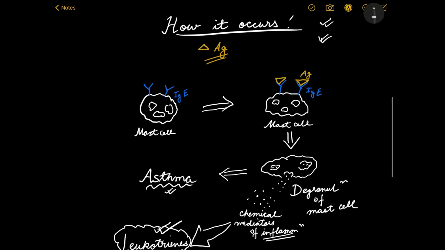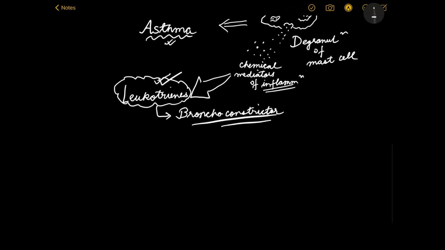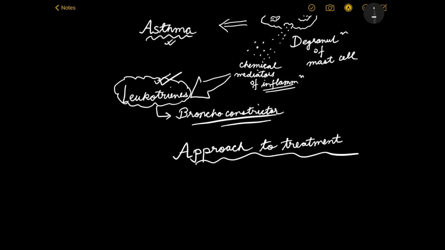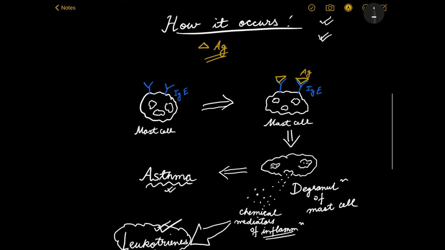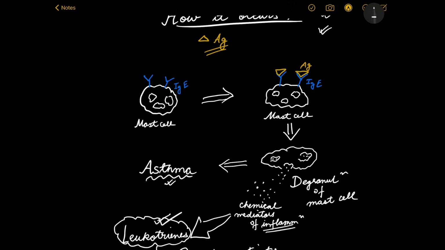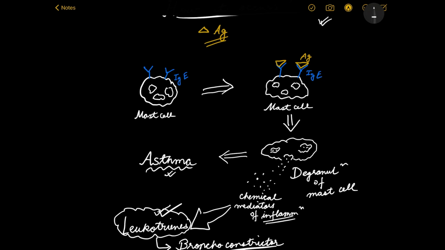Because when we go into the approach to asthma, that is, the approach to treatment, we are going to take individual steps from over here and use drugs which would either antagonize or inhibit that particular thing. For example, I said that these are IgE antibodies, right?